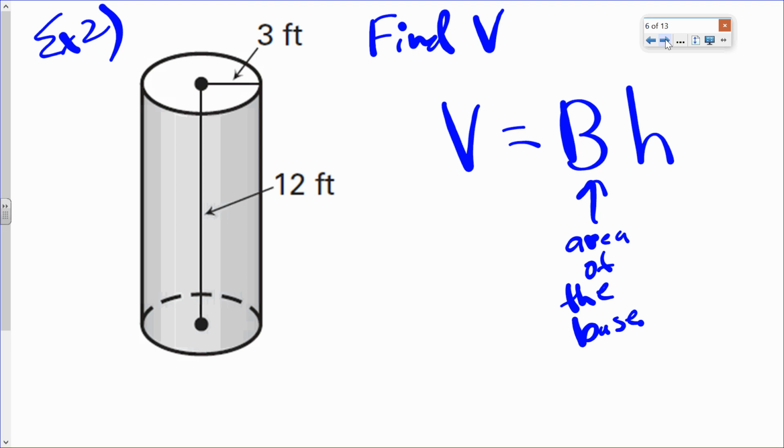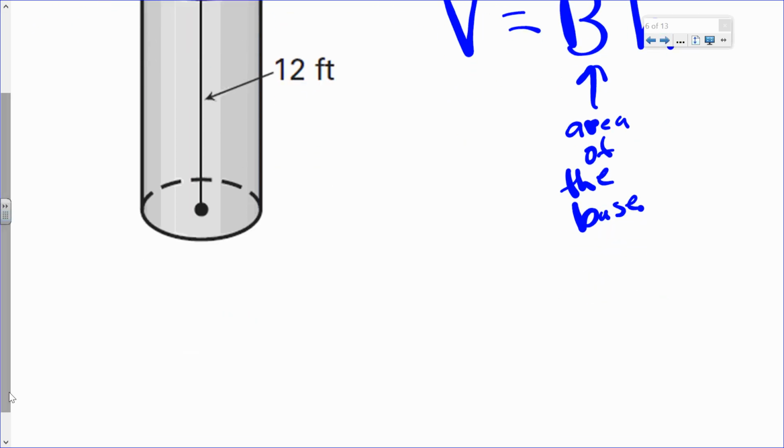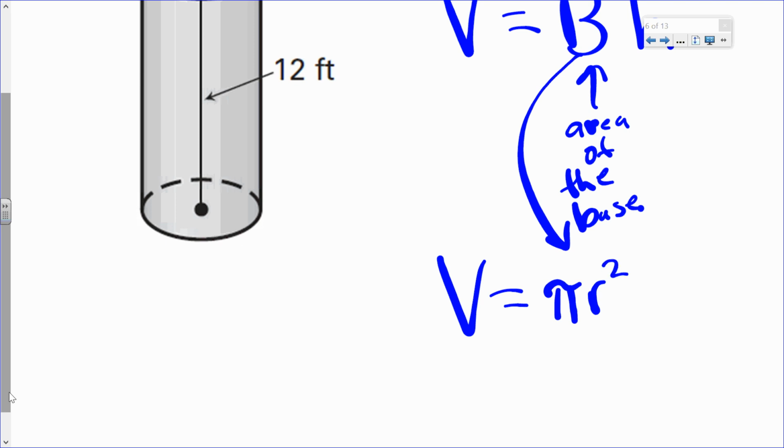Right, Ramirez? Check this out. Volume then, watch this. Instead of capital B, what's the area of the circle's formula? I'm going to put it right here instead of capital B. Pi r squared times the height. Got to be kidding me. It's going to be okay, Hurtado. It's going to be all right.